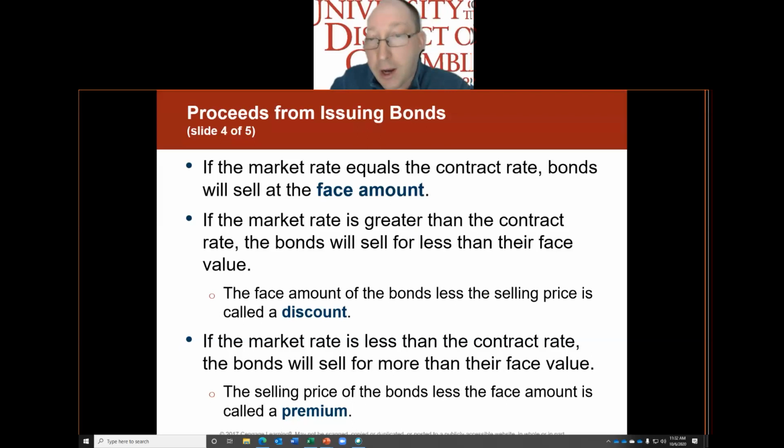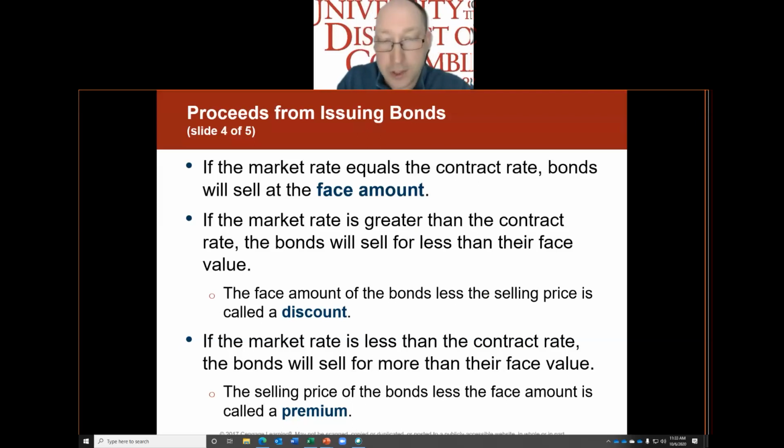If the market rate is greater than the contract rate, the bond will sell for less than its face value. We call it a discount. We sell it at a discount. Again, you have an interest rate on your bond that is lower than the market rate, so we'll sell it at a discount. The reason they sell it at a discount is to get up to that market rate, right? That's why it's a discount. So the way to think about it is, anytime the market rate is higher than the bond rate, we sell it at a discount.